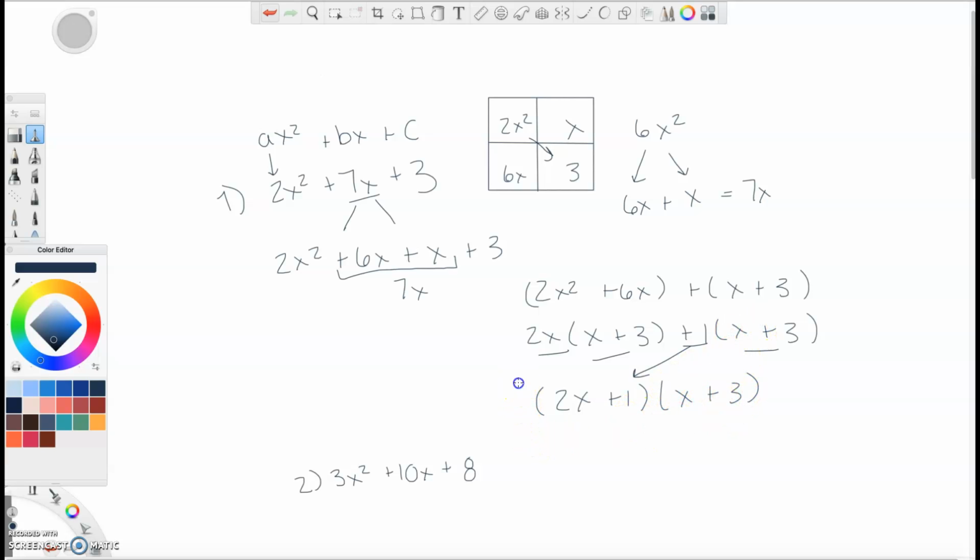And now everyone, we're actually done, and these are our factors of this quadratic: 2x plus 1 and x plus 3. So that's the first method of doing this. And the second method is very, very similar, except I just don't draw the box to do it. So 2x plus 1 times x plus 3 gives us our answer here, and I did that by factor by grouping. All right? So let's go through another example.